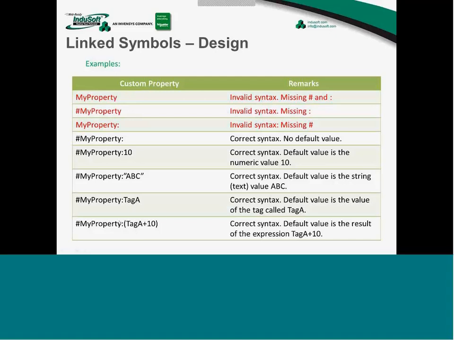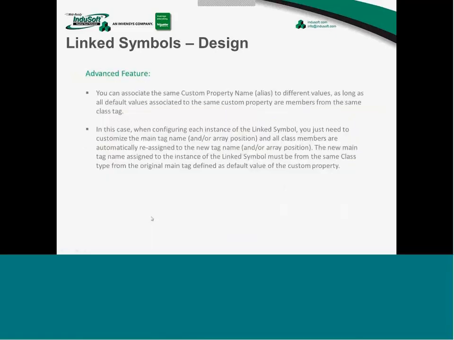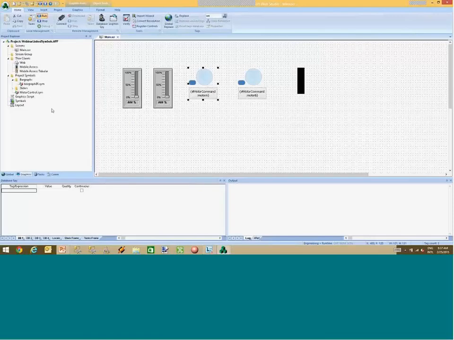and with an expression being the default value. Now, there is, as I mentioned, all the custom properties. When you use a custom property within a linked symbol, every time you use this custom property, it must have the same default value, with one exception to this rule, which is when you assign this custom property to different members of the same class name. And let's see why it's useful and how it works.